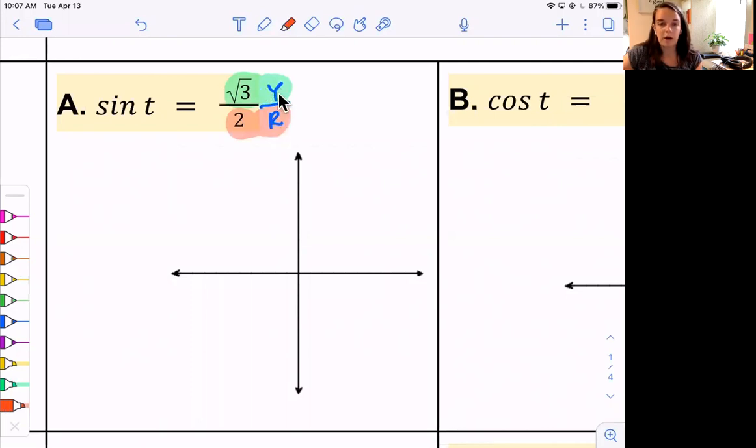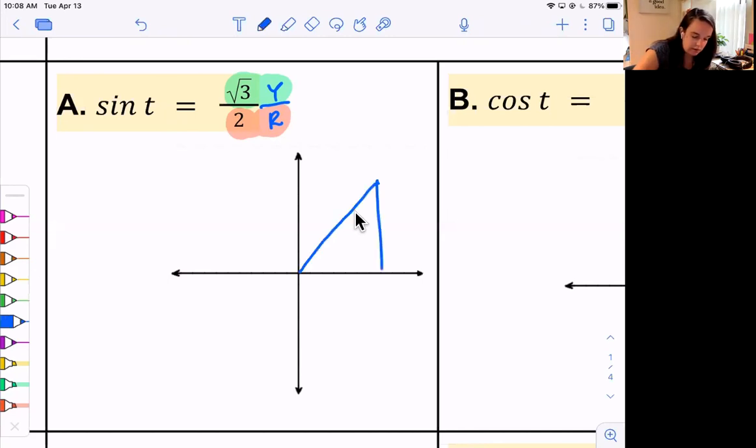So in what quadrant is y positive? In what quadrant is y positive? Where do we have our positive y? In the first quadrant, there's a positive y for sure. So we could have this line here. We'd have square root of 3 as my y and 2 as my radius.